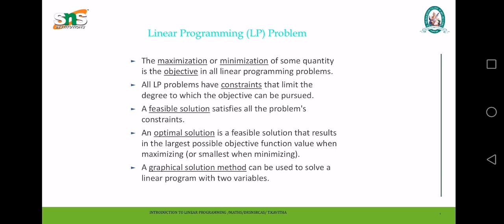A feasible solution satisfies all the problem's constraints. An optimal solution is a feasible solution that results in the largest possible objective function value when maximizing or smallest when minimizing. A graphical solution method can be used to solve a linear program with two variables.